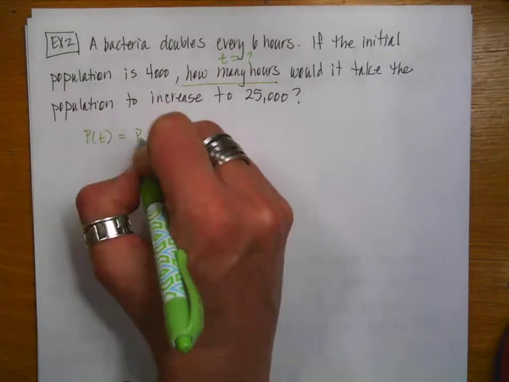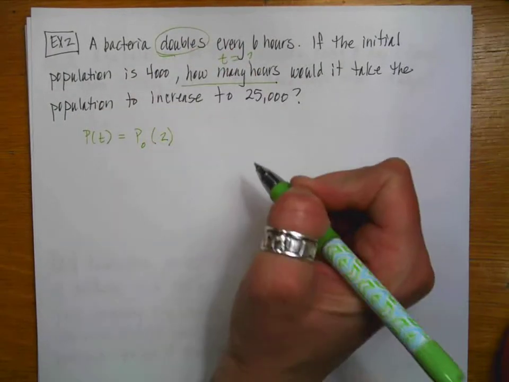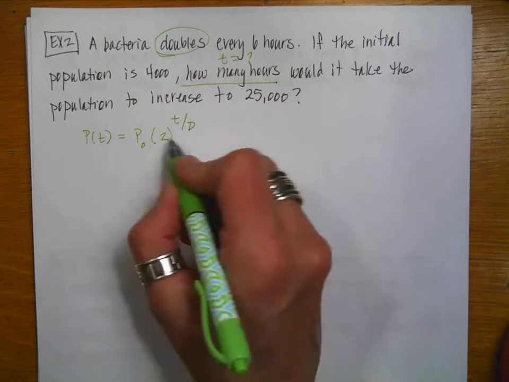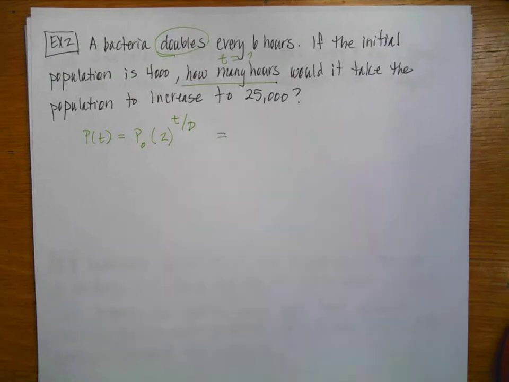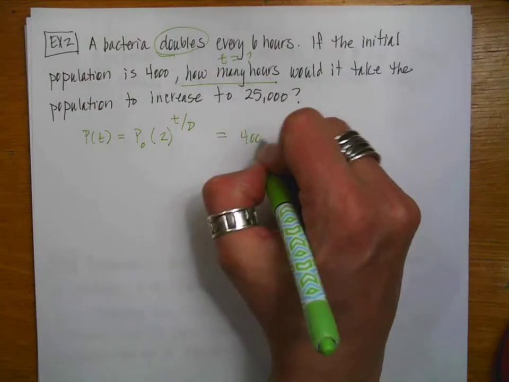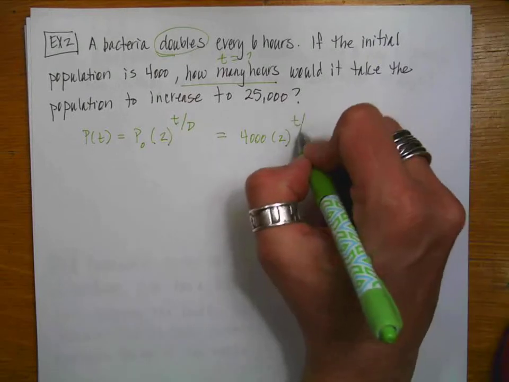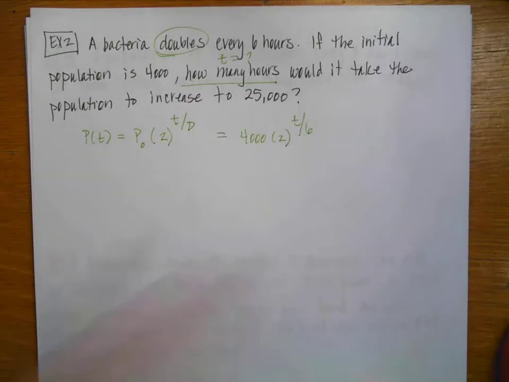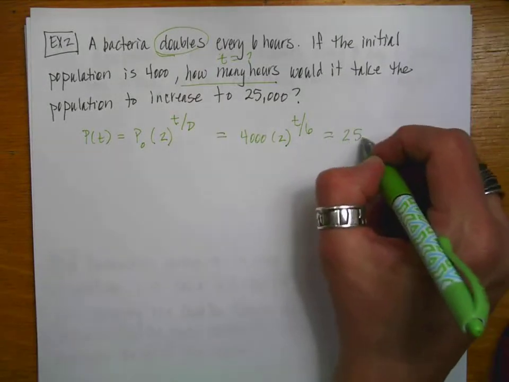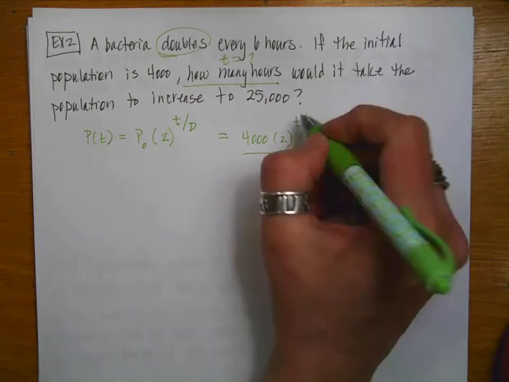So I'm going to write down what I know first. So here's my P of t. We're doubling, so I know that my b is going to be 2, and it's time divided by how often it doubles. And so then I'm going to substitute in what I have. My initial population is 4,000, so I'm going to write 4,000. Here's the times 2, and then I'm going to have time, and it doubles every 6 hours, so divided by 6. And then I'm going to put this 25,000 over on the other side. So now you can see I have a nice little equation.